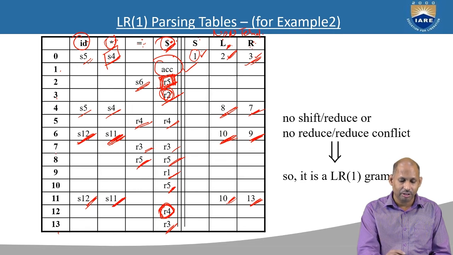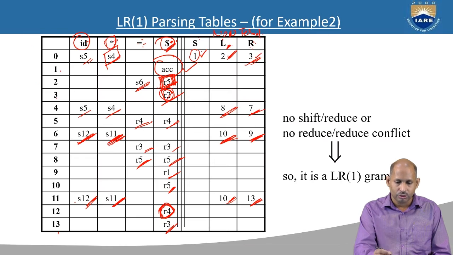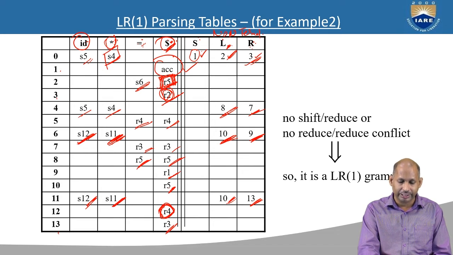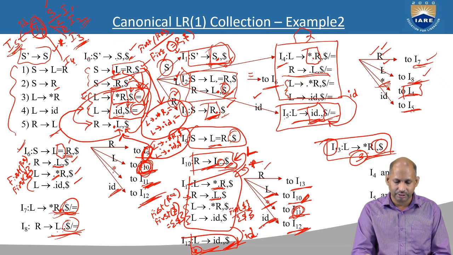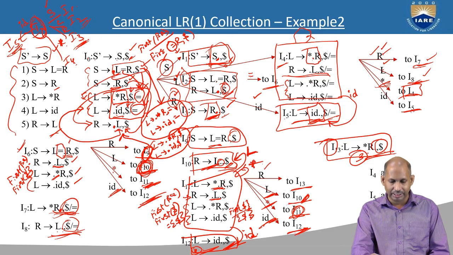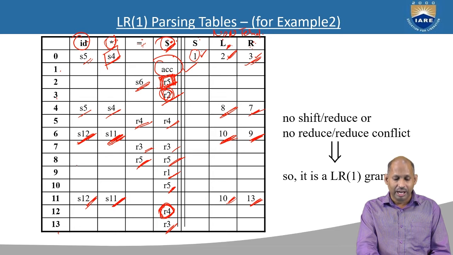Then I7. This is a production with dot at the end. What is the production number? 3. The additional symbols are dollar and assignment, so we write R3. Then I8. The production R gives L is the fifth production, on dollar and assignment, so R5.